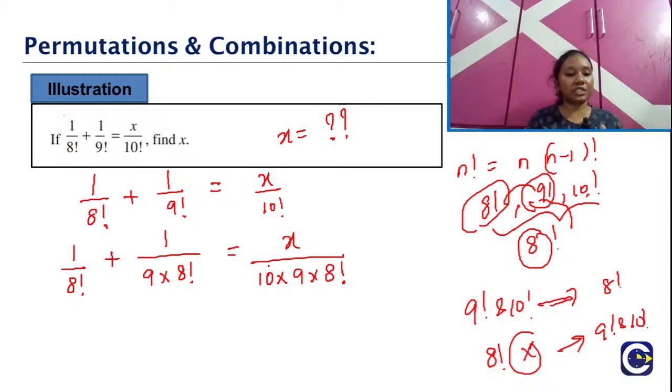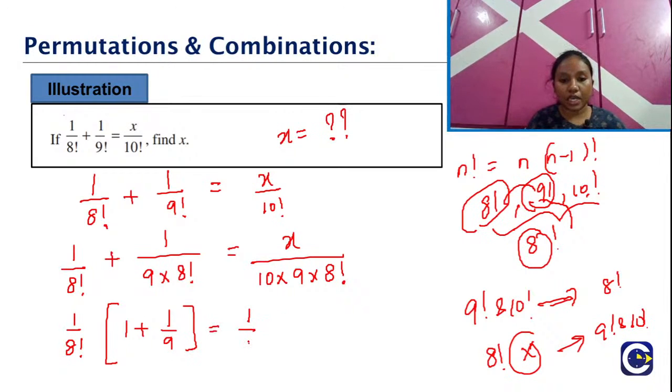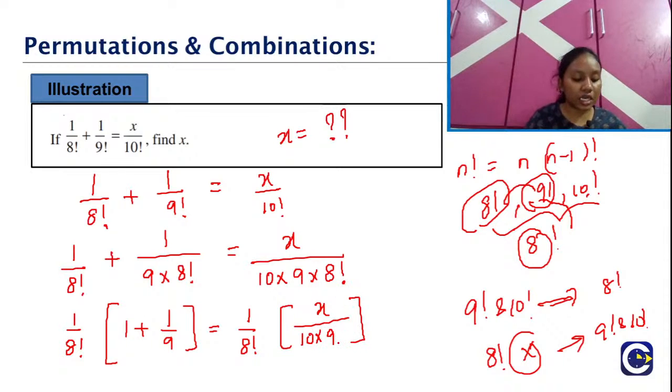If I observe my left hand side of the equation, I can take 1 by 8 factorial as common. And what will be the remaining term here? 1 plus 1 by 9. Similarly, what about my RHS here? 1 by 8 factorial can be pulled out and we can write this as x by 10 into 9. Yeah, now it's correct, Dinesh. 100, perfectly correct. So now 1 by 8 factorial will get cancelled.